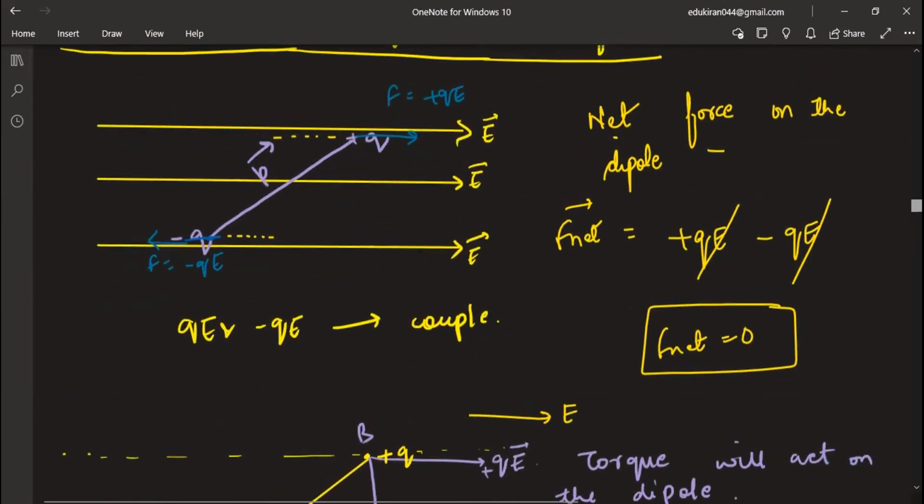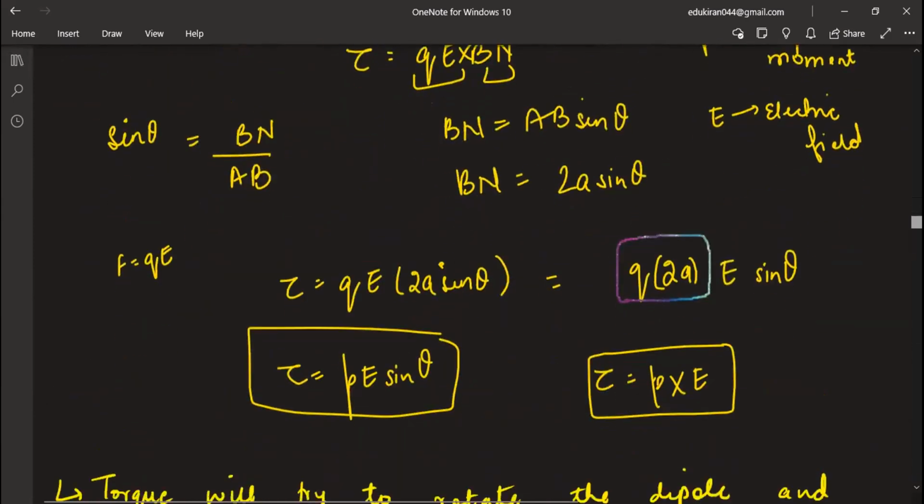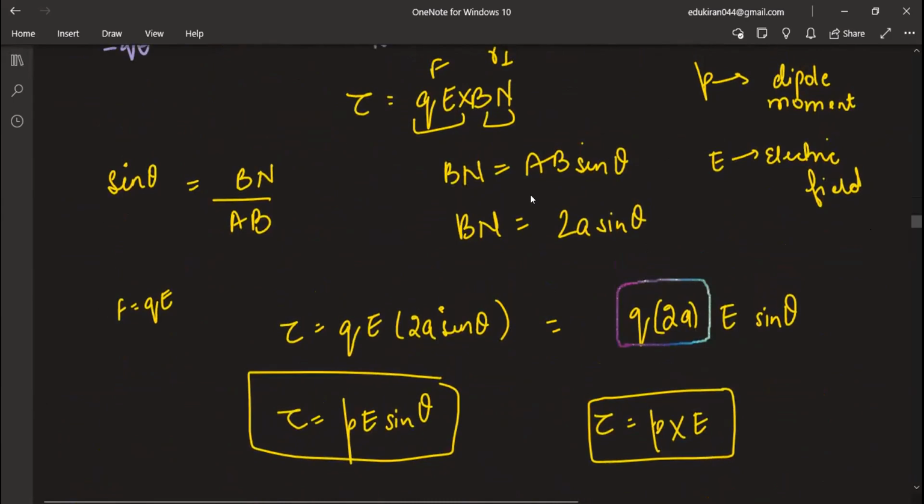Net force always remains zero. When we perform this derivation you can see it later, because this derivation would otherwise take a lot of time. So the final product that we get is P cross E, PE sine theta. P is the dipole moment, E is the electric field, and theta is the angle between the electric field and the dipole moment. So this is how we get the torque.